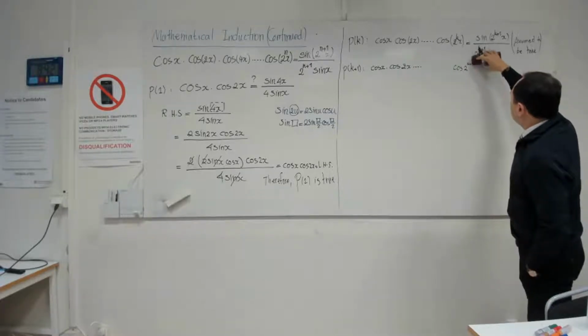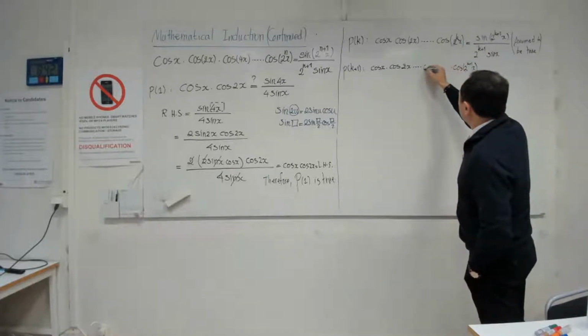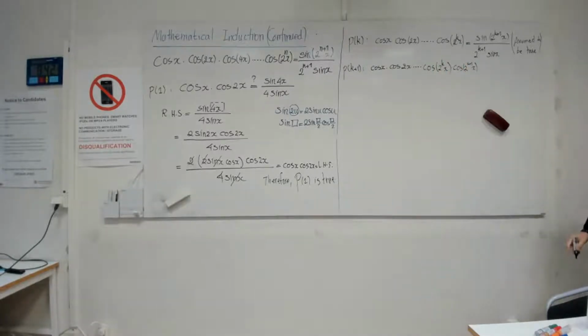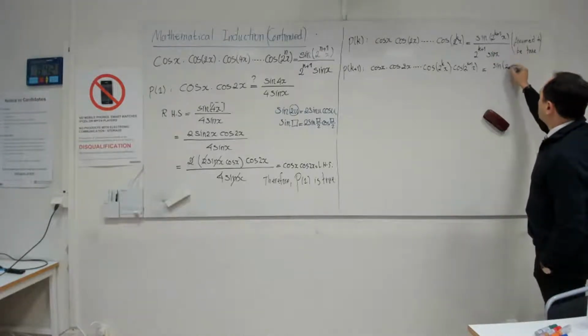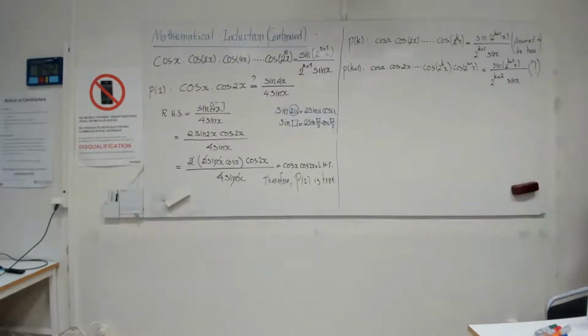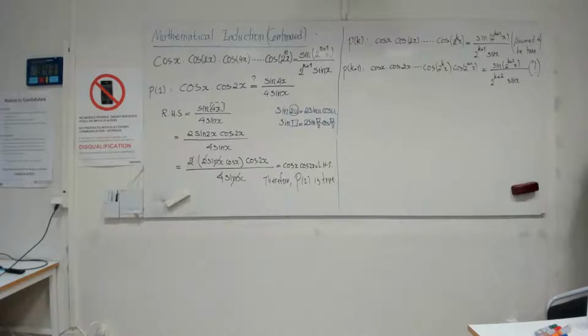Yes, but you know by experience, in these kinds of questions, it's better to write the previous one as well. So it becomes cosine 2 to power k x. And on the right-hand side, I replace k with k plus 1 everywhere. So it's very simple. In this case, it becomes sine 2 to power k plus 1 x, and then I have 2 to power k plus 1 sine x. So this is my question mark now. So I'm assuming that this equality is true. I'm supposed to show that the second one is also true.